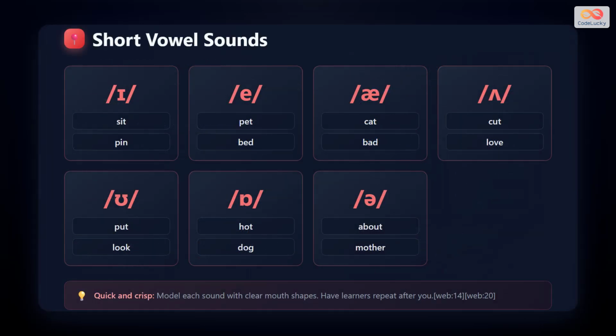Let's begin with the 7 short vowel sounds. The sound /I as in sit and pin. The sound /E as in pet and bed. The sound /I as in cat and bad. The sound /U umlaut as in cut and love. The sound /U as in put and look. The sound /O as in hot and dog. And finally, the schwa sound /U schwa as in about and mother. These are quick, crisp sounds. Your mouth barely moves for most of them. Listen carefully to each one and repeat after me.